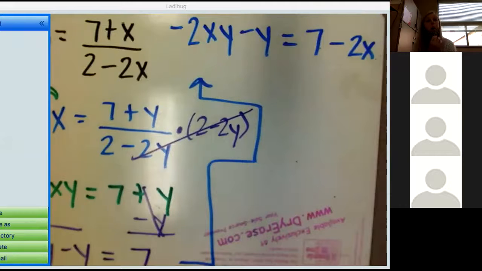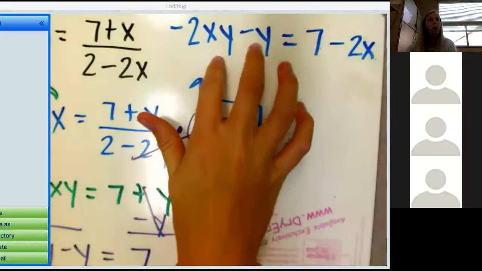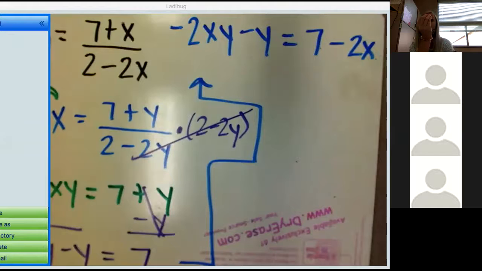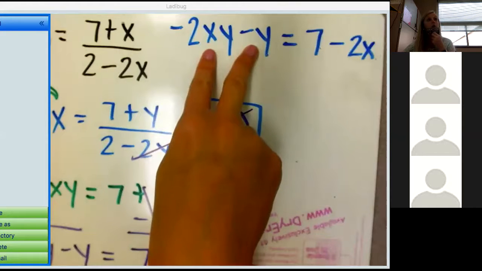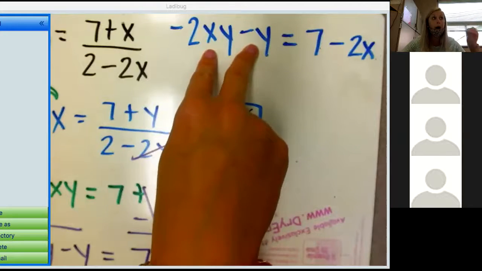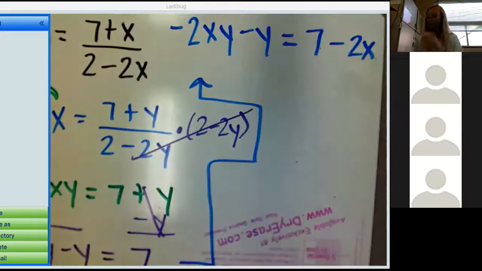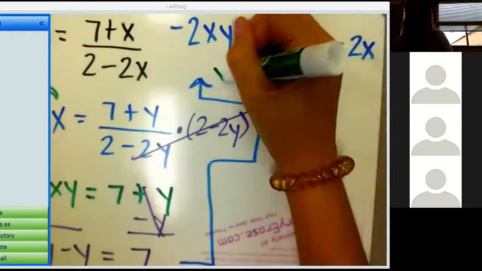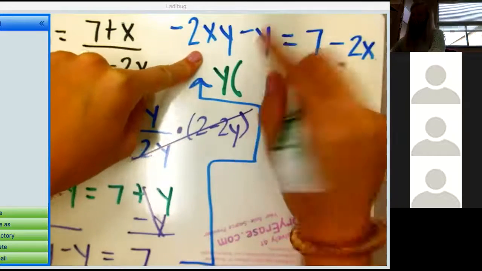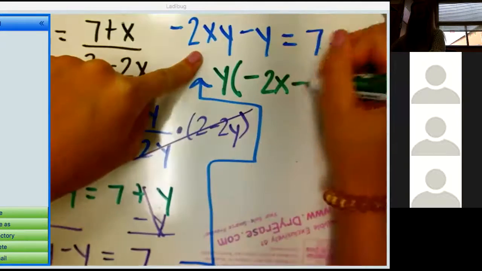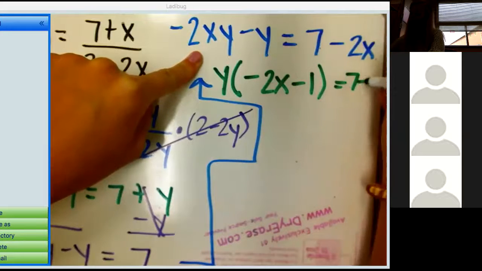Good. You cannot find y equals when there's more than one y. You either try to combine them, which we can't do here because they don't both have an x and a y. If you can't, then we are going to factor out the y, take out the y, all right? So from here, I'm going to take out y, which means I'm left with what? Good. Equals 7 minus 2x.